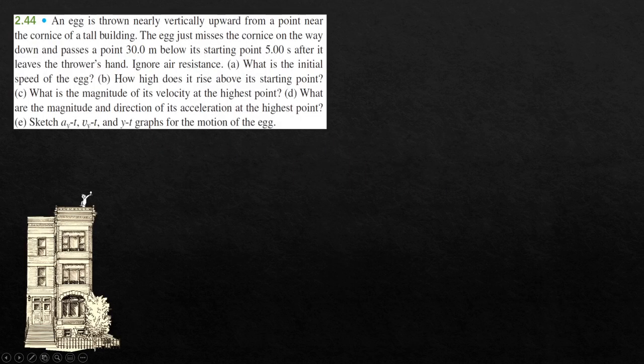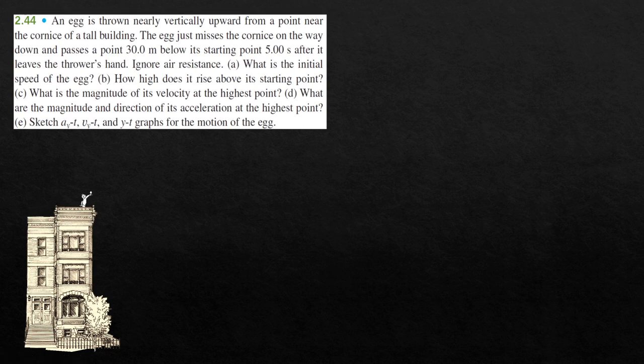The problem is taken from one of the textbooks, and the problem goes like this. An egg is thrown nearly vertically upward from a point near the cornice of a tall building. The egg just misses the cornice on the way down and passes a point 30 meters below its starting point, 5 seconds after it leaves the thrower's hand. Ignore air resistance.